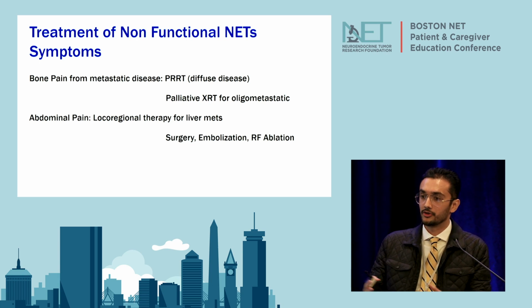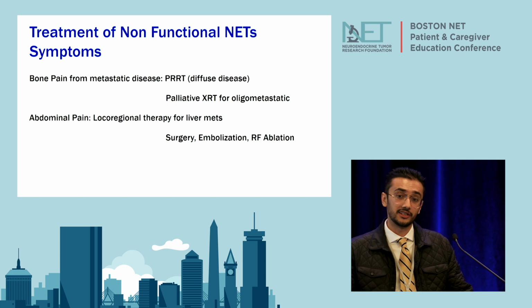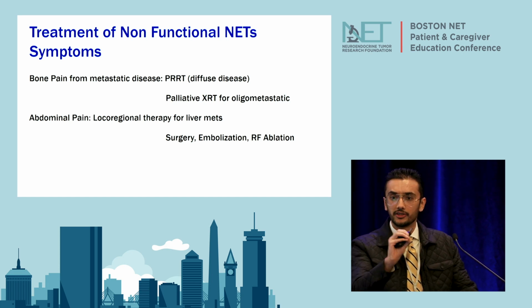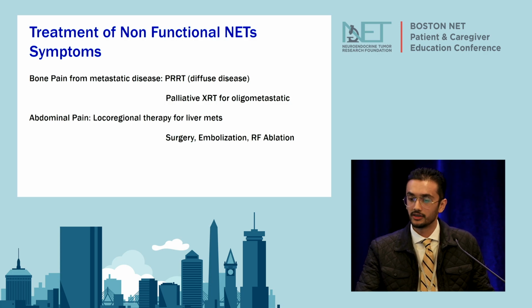And the way we treat these tumors, the non-functional neuroendocrine tumors, just a quick slide on it, can cause, as I mentioned, bone pain, and they are treated with PRRT if the disease is quite systemic. And if there are just a few spots or oligometastatic disease, we can consider radiation. Abdominal pain, some of my colleagues will be talking about some other interventions which we can use to control or debulk these tumors to control some of the symptoms.